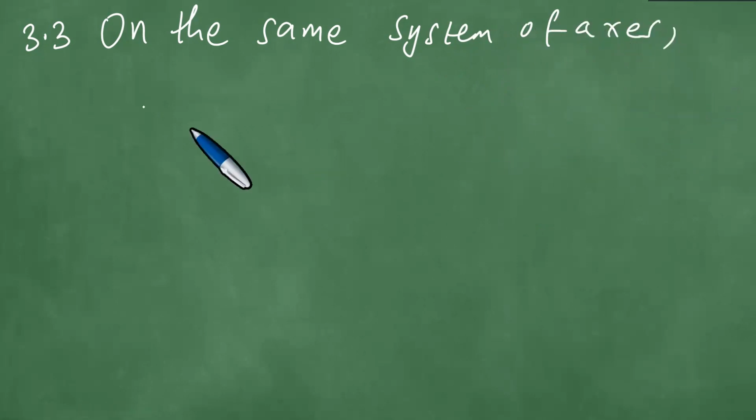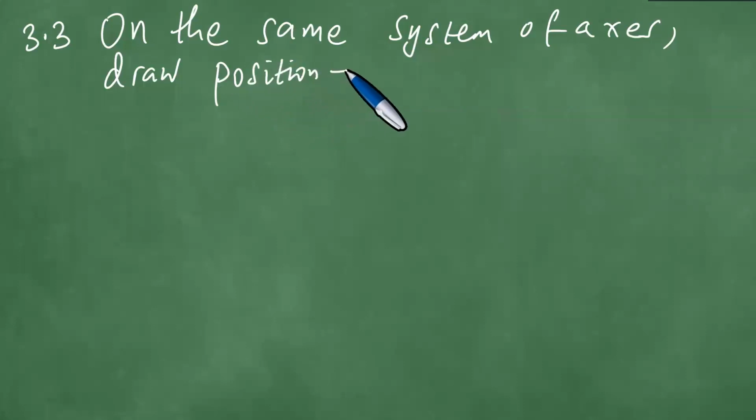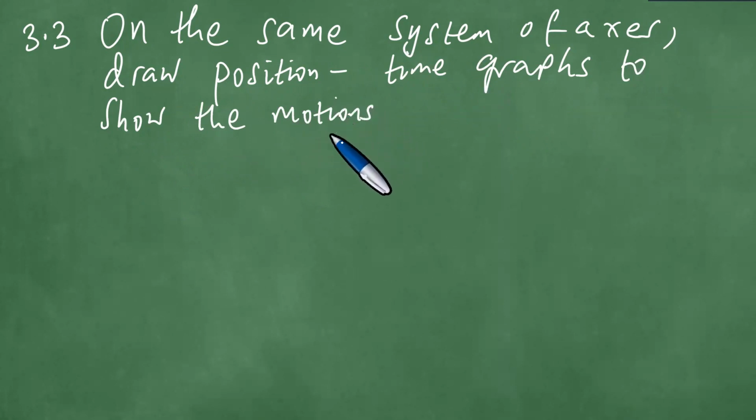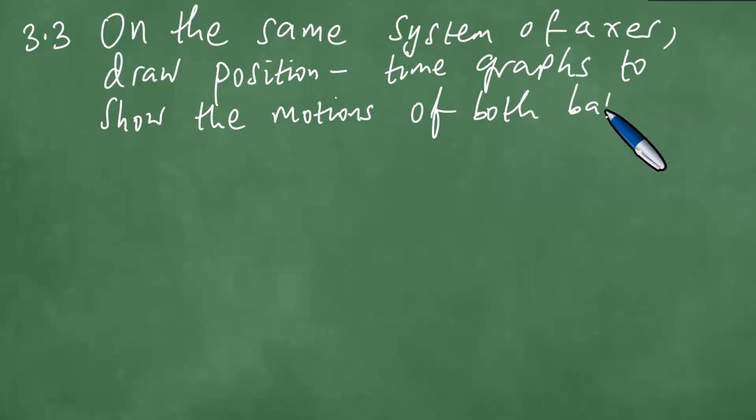System of axis, draw position-time graphs to show the motions of both ball A and ball B.